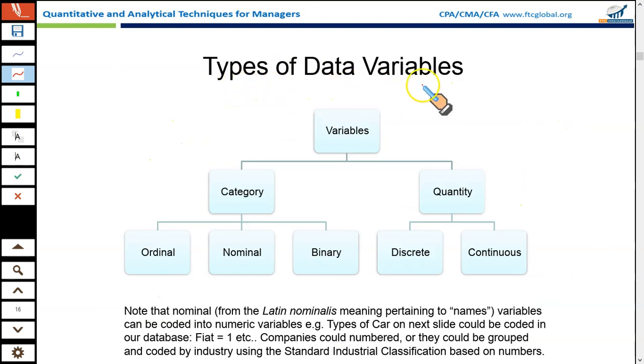Next, we have types of data variables. So category and quantity represent the two main types of data variables used in our statistical analysis.